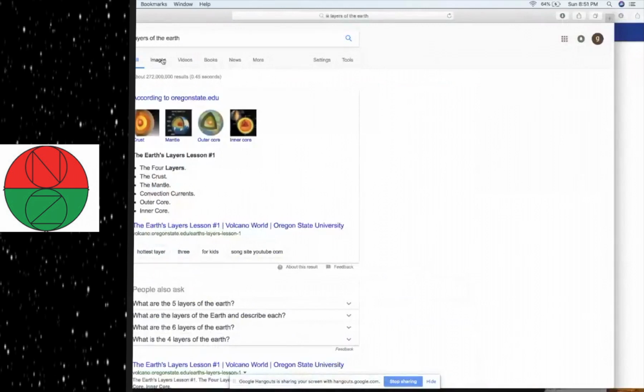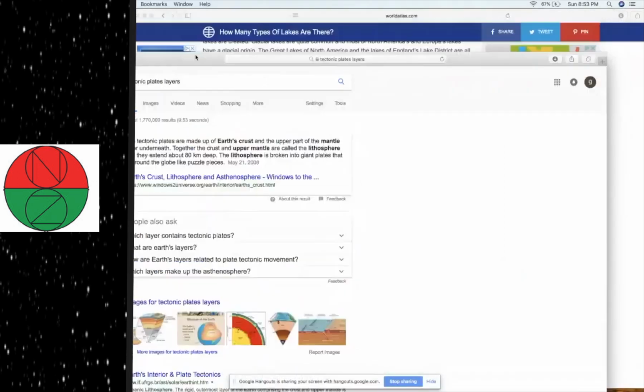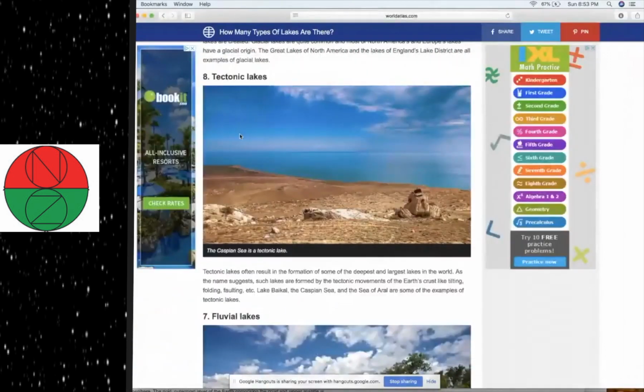if we go back to the layers of the earth, the tectonic plates are made up of the earth's crust and the upper part of the mantle layer underneath. Together, the crust and the upper mantle are called the lithosphere, and they extend about 80 kilometers deep. The lithosphere is broken into giant plates that fit around the globe like puzzle pieces. All right, so the tectonic plates are connected to the mantles. And if we go back to this right here, you'll see tectonic lakes, right?